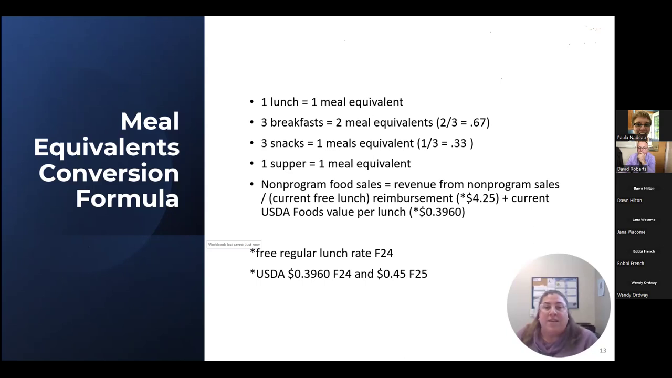Non-program food sales equal the revenue from non-program sales divided by the current free lunch reimbursement. And I did include 4.25. That is for the free regular lunch rate for F24. That does not include PBR or severe need. Just want you to know. If you do receive those two or one or the other, you would add that to the 4.25. And then you're going to add your USDA food value per lunch. So I added that rate as well for you. And then if we're using this in the future, for F25 it is 0.45 cents, just as a heads up.